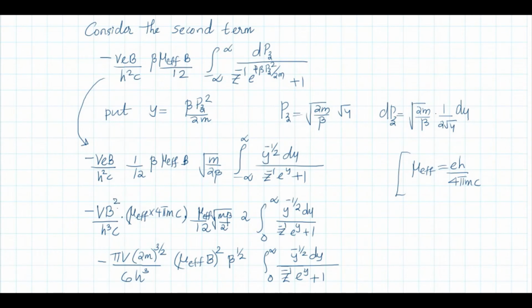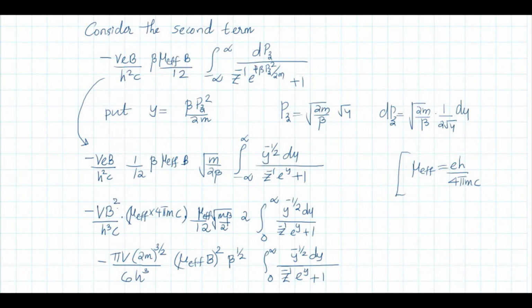Okay, this one: minus V e b by h square c, beta mu effective b divided by 12, integral minus infinity to infinity dpz by z raised to minus 1 e raised to plus beta pz square by 2m plus 1. Put y equal to beta pz square by 2m. Pz becomes root 2m by beta into root 2y. dpz becomes root 2m by beta into 1 by 2 root y dy. Substitute all these values here. You will get minus V e b by h square c outside, 1 by 12 beta mu effective b square root m by 2 beta.